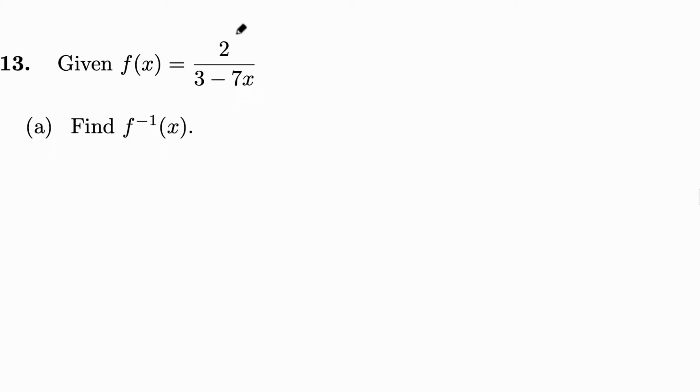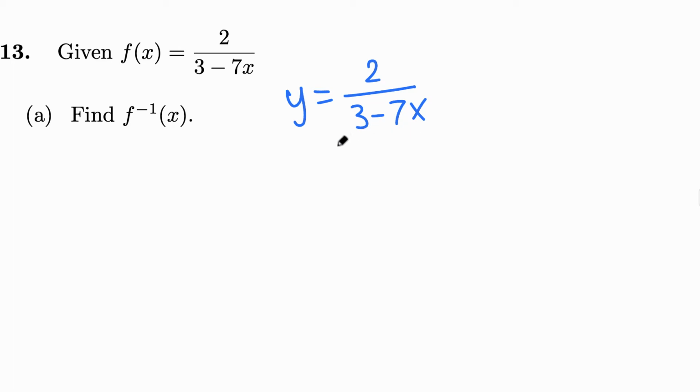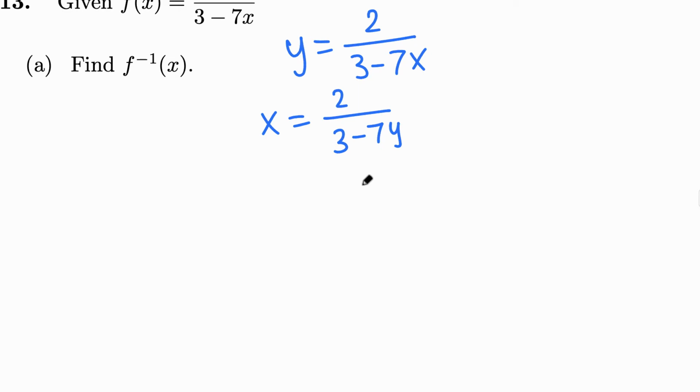Given f(x) = 2 over (3 minus 7x), find f inverse of x. So this f(x) is the same as writing y equals 2 over (3 minus 7x), and to find the inverse we interchange x and y. So x equals 2 over (3 minus 7y). Now we solve for y.